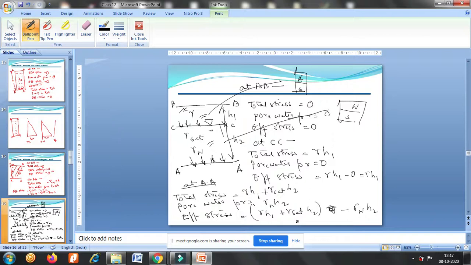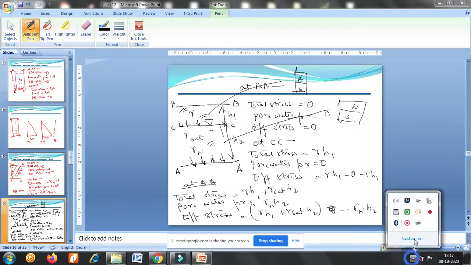So in this way, at the different levels, we can find out what is the stress acting. We can find out the total stress, we can find out the pore water pressure, and then we can find out the effective stress. So this is the end of today's class. Let me stop.